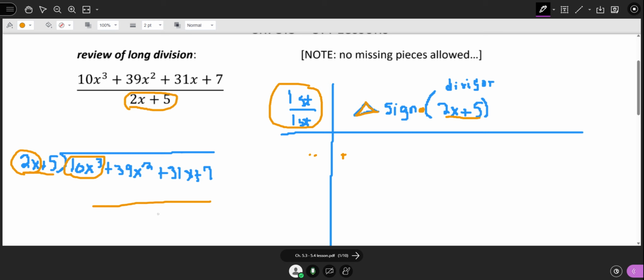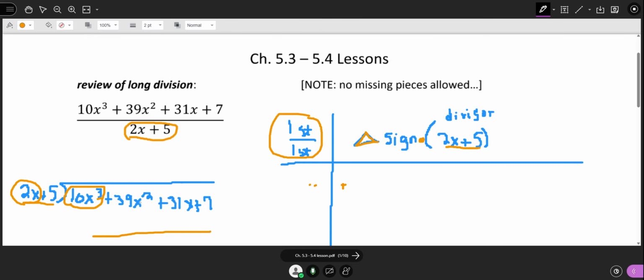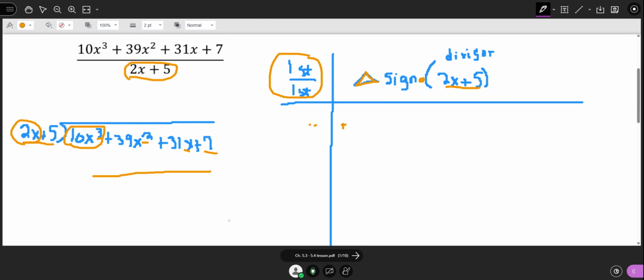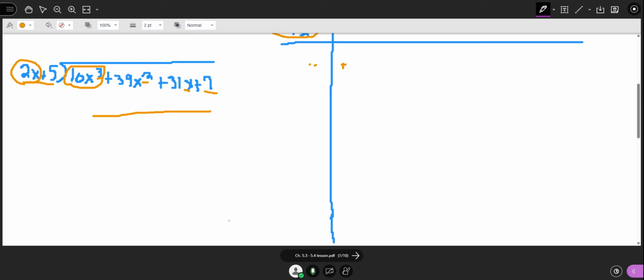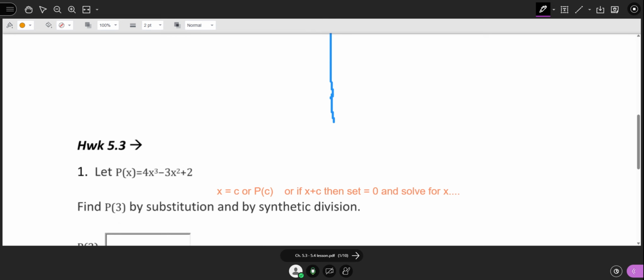And it's just monotonous at this point. And remember, x cubed, x squared, x, constant. You can't have any missing pieces. Now, long division with polynomials is easier than long division with numbers. I will say that. But long division sucks either way. Synthetic division, on the other hand, is a whole lot nicer. Just saying.